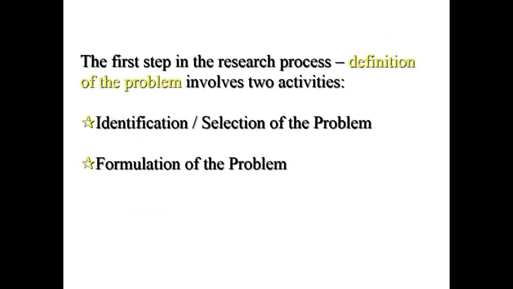So whenever we have a problem, we have a solution. Whenever we identify the problem, we think about solutions, and whenever we think about solutions, you might have more than one solution. So the first step in the research process is to define the problem, which involves two activities. Number one, identification and selection of the problem. That counts a lot, what type of research you are doing.